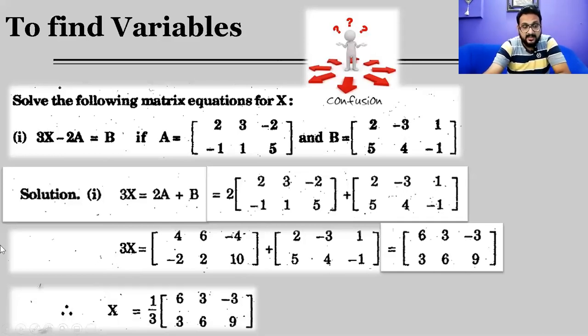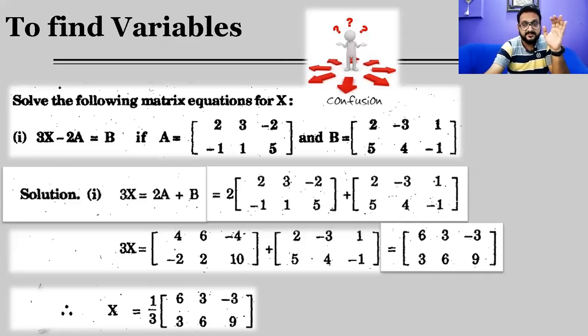What is the question telling us? Find the value of x. So we need to find the value of x, and we need to remove 3 from the left hand side. How to remove it? 3 is multiplied by x, so when 3 moves to the right hand side, it becomes the denominator. Multiplication becomes division. So every element of this matrix is copied here.